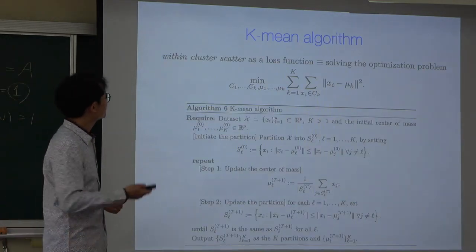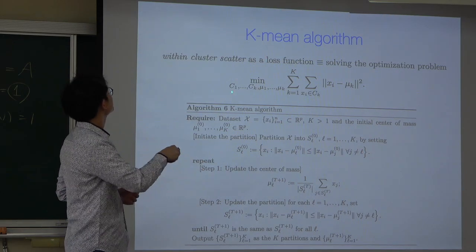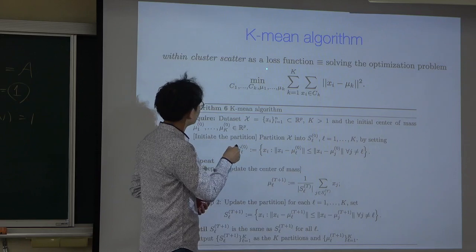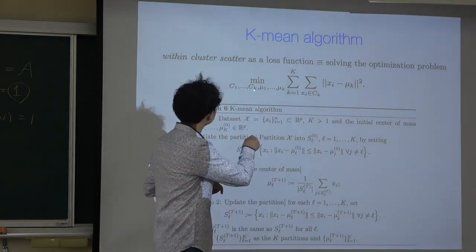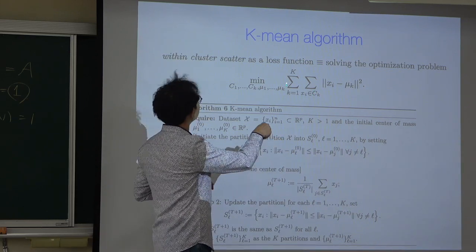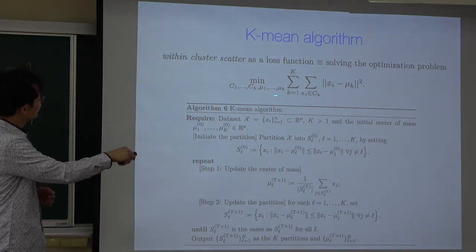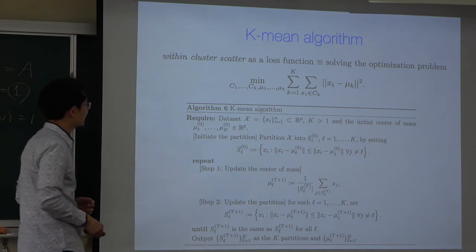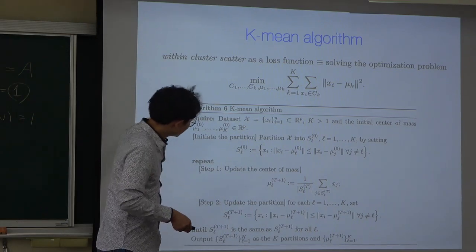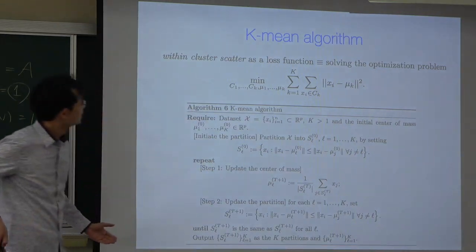Okay, so the algorithm becomes very simple. We want to minimize the within cluster scatter as the loss function, and how to minimize it, we try to find the clusters and the centers so that this within cluster scatter is minimized. And to minimize this functional, the algorithm is called k-means, and this k-means is an iterative algorithm which is summarized here, but I will use a picture in the next slide to describe it step by step, which is very simple.